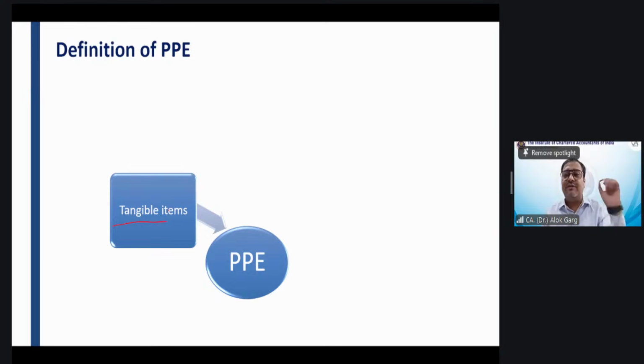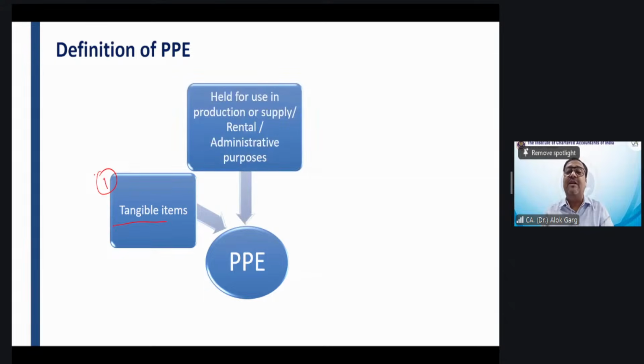Yes. So what is the first condition of PPE? PPE are tangible items which are held for use in production or supply of goods and services, or for rental purposes, or for administrative purposes.